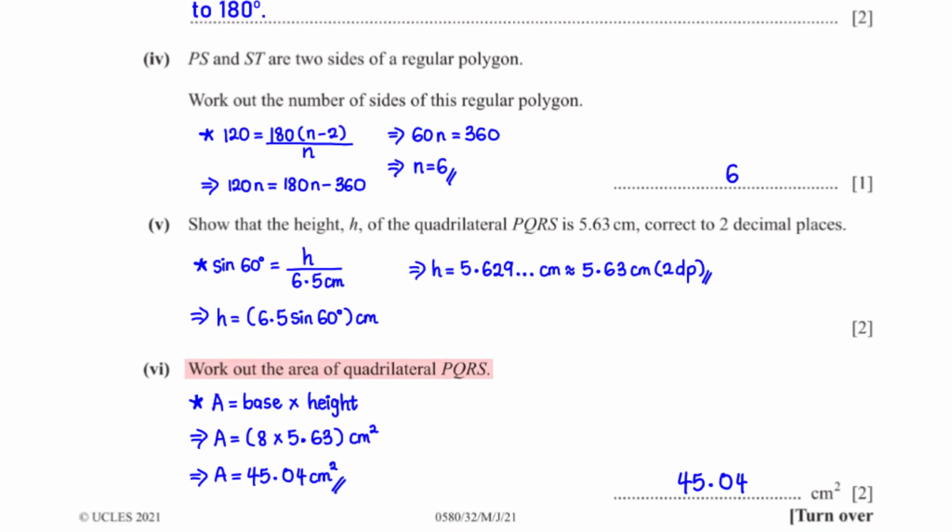Work out the area of quadrilateral PQRS. Here is the formula for the area of a parallelogram. The base is 8 centimeters and the height is 5.63 centimeters. This gives us 45.04 centimeters squared.